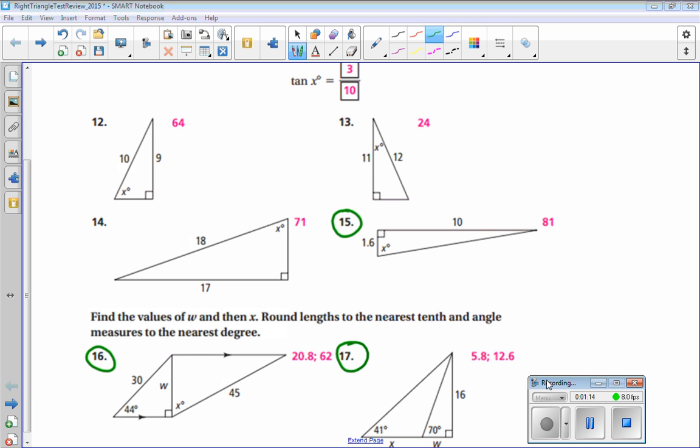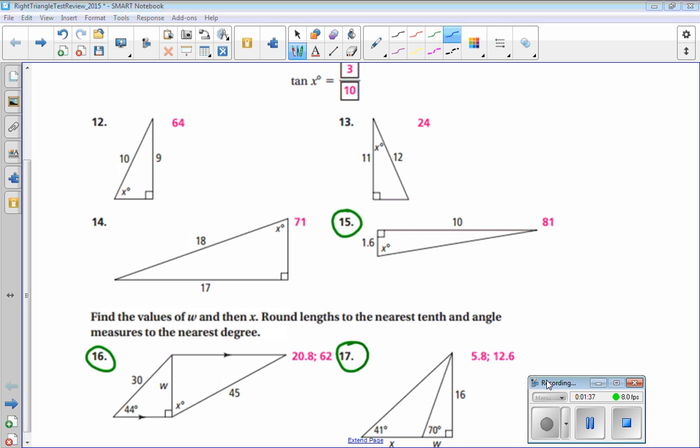What do you think? Trig. And why do you know that? You're right. Because I have angles and sides, okay? And when I have angles and sides and I have a right triangle, that means I want to be able to use trigonometry. So once I've figured out that I'm using trig, now I'm going to have to decide whether I'm using sine, cosine, or tangent. And before I can do that, I have to label my sides.